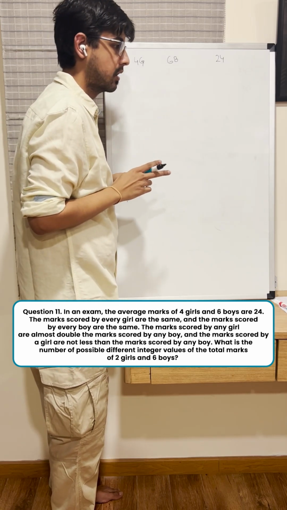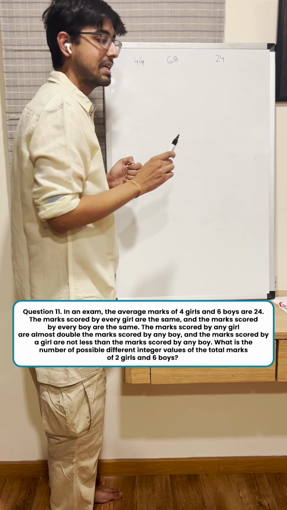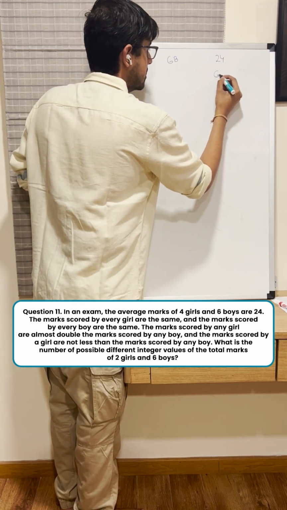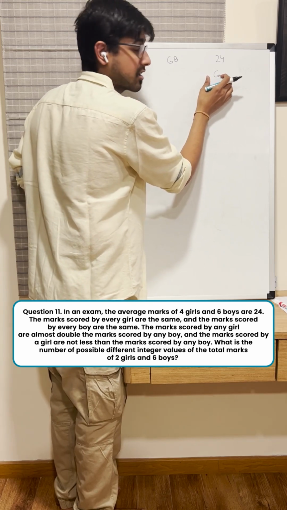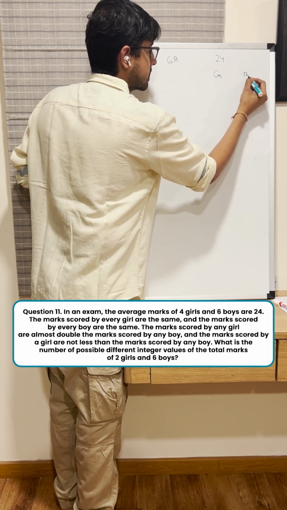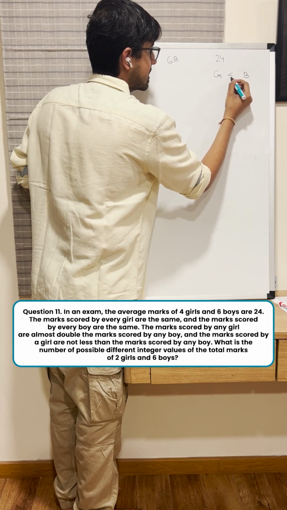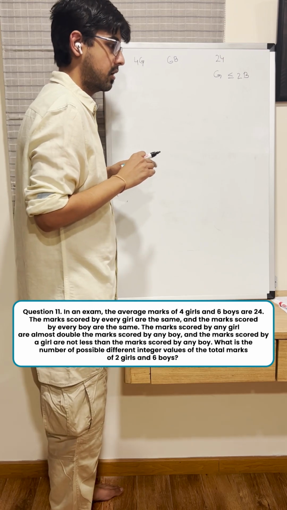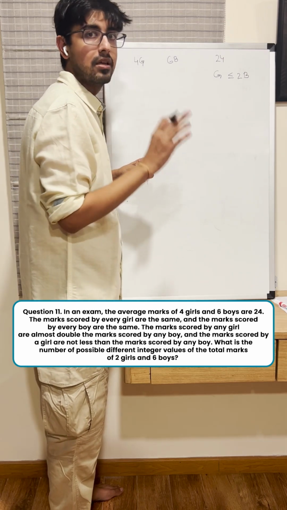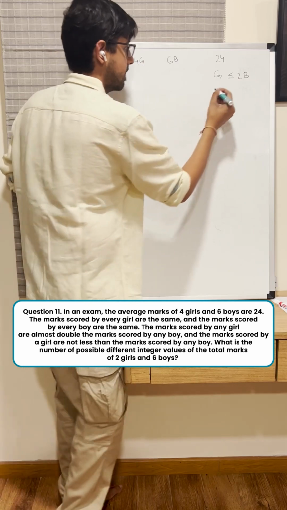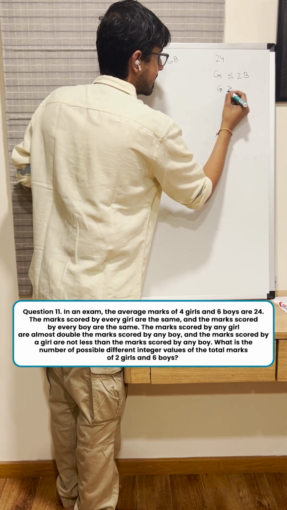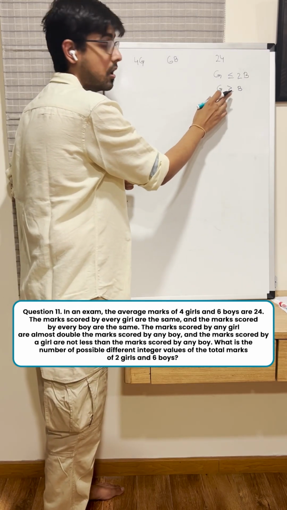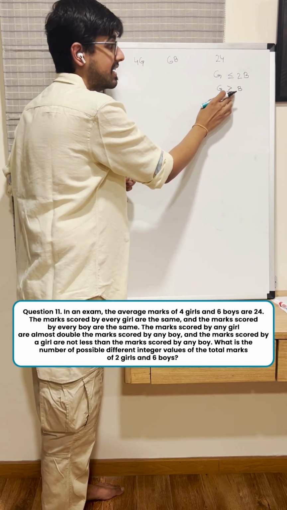the same. The marks scored by a girl is at most double that of a boy. If I assume G to be the marks of the girl and B to be the marks of the boy, G is less than or equal to 2B is the first condition. The marks scored by any girl is not less than that of a boy. G is greater than or equal to B. Not less than. So they can be equal, but G cannot be less than B. It can be equal to B.